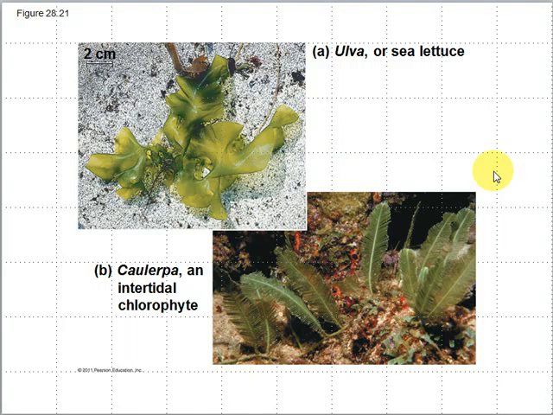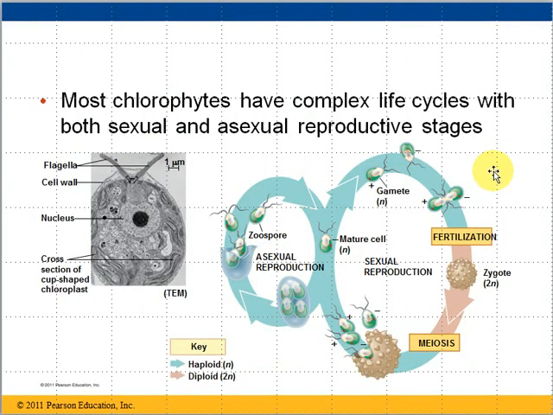Most of the green algae chlorophytes have pretty complex life cycles that involve a mixture of sexual and asexual reproductive stages. So there's a combination of parts of their life that involve fertilization and meiosis, and then there's another part that forms spores. That's an asexual reproductive part. So it's a little bit more complex than, say, a basic animal like a mammal or something to that effect.